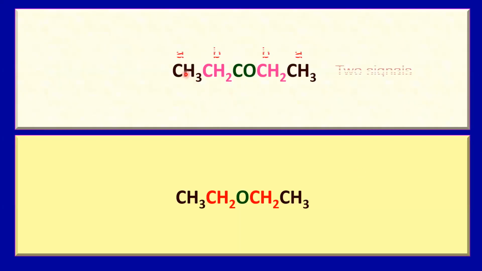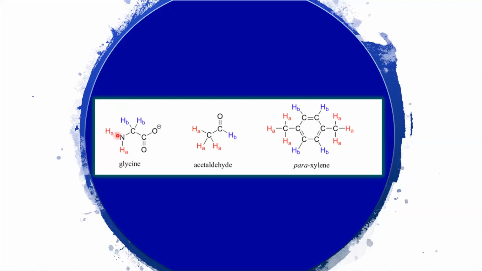Look at here. These 2 methyl groups are in a similar environment. Therefore, one signal for these 6 hydrogens, and another signal for these 4 hydrogens. So it will give you 2 signals. Look at here again, 2 signals: one signal for these protons, another signal for these protons. Therefore, glycine will give you 2 signals. Acetaldehyde again, 2 signals.